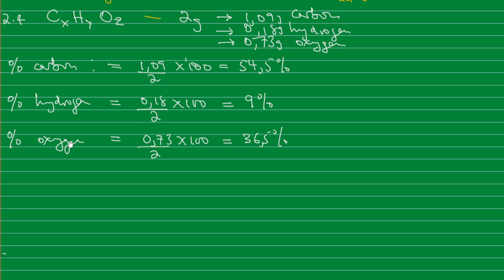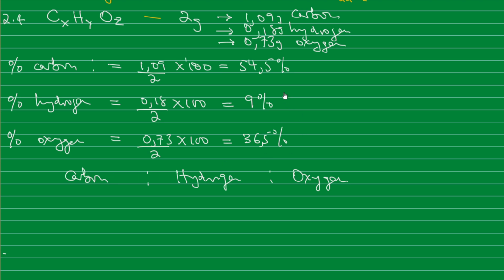What we are going to do here is write them as a ratio in terms of their moles. So I've got my carbon, my hydrogen, and my oxygen.